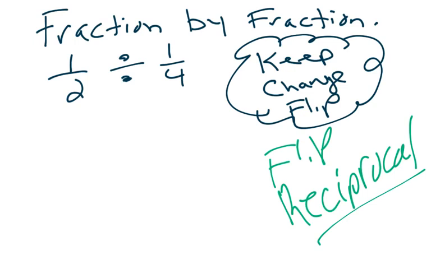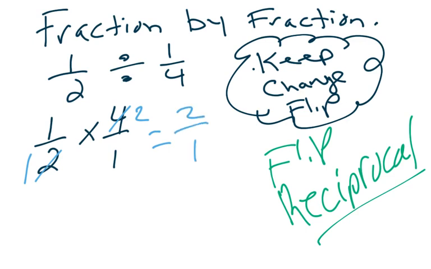Okay, so what I'm going to do is I'm going to keep my first fraction, I'm going to keep my 1/2. I'm going to change my division sign to multiplication. I'm going to flip my second fraction, which is called the reciprocal, 4/1. Okay, again, this is where the cross simplifying comes in that I explained earlier. 2 goes into 2 once, 2 goes into 4 twice. When I multiply across, I get 2/1 for a final answer of 2. Okay, so 1/2 divided by 1/4 is equal to 2.